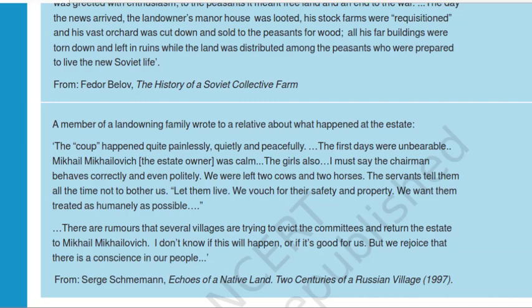There are rumors that several villages are trying to evict the committees and return the estate to Mikhail Mikhailovich. I don't know if this will happen, or if it's good for us. But we rejoice that there is a conscience in our people. From Serge Schemann, Echoes of a Native Land: Two Centuries of a Russian Village, 1997.